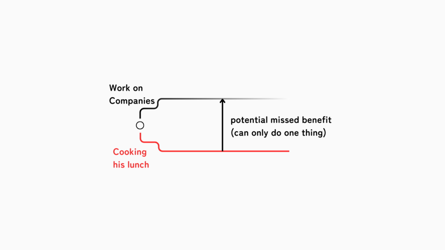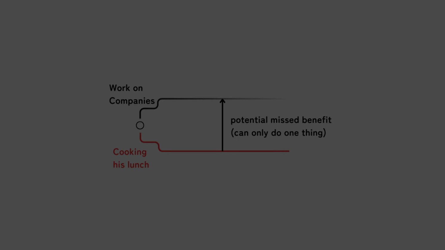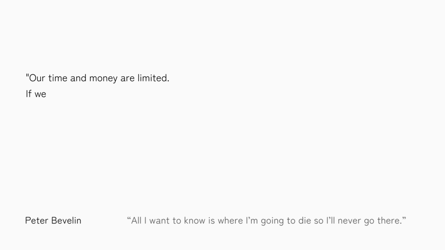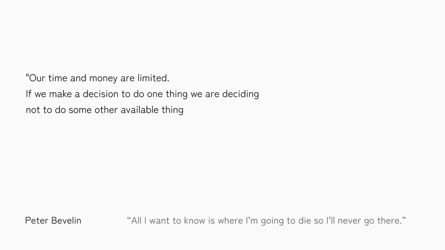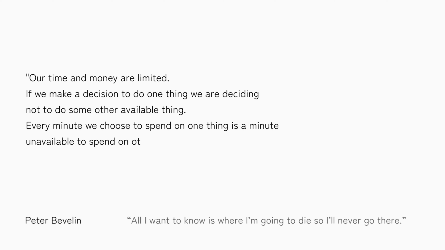Why do opportunity costs exist? I would say because we can't take all the opportunities we have. Why can't we take all those opportunities? Our time and money are limited. If we make a decision to do one thing, we are deciding not to do some other available thing. Every minute we choose to spend on one thing is a minute unavailable to spend on other things.